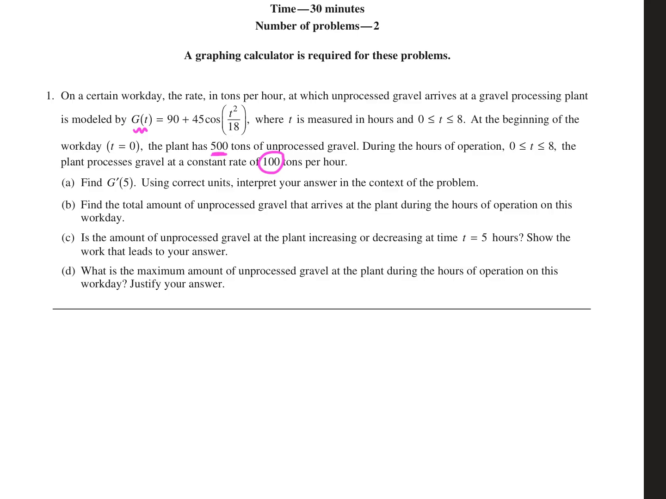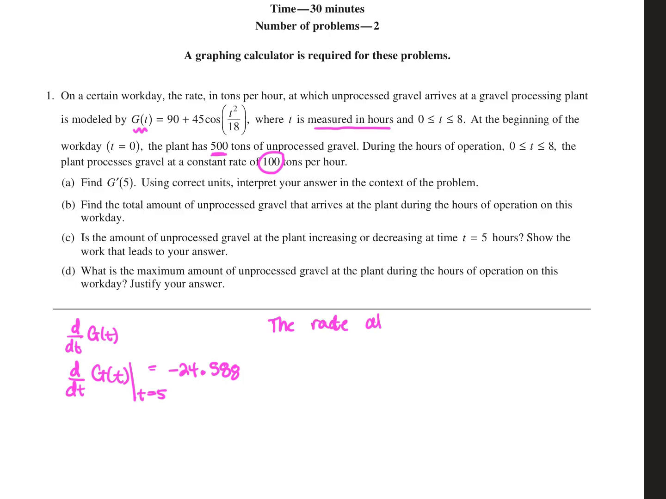So what you're going to do is just take your G of T, and we're going to figure out what that is when T is equal to 5, and you can do that directly in your calculator, and it works out to be negative 24.588. So what does that stand for? It told us G was measured in hours, so this is going to be the gravel is decreasing at that rate.